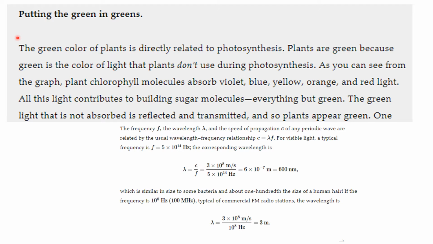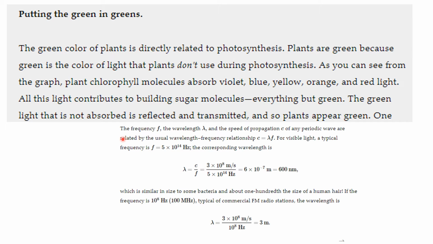One example of this is the color. I talked previously about why the sky is blue. This little piece could be why are plants green. The green color of plants is directly related to photosynthesis. Plants are green because green is the color of light that plants don't use during photosynthesis. As you can see from this graph, the plant molecules absorb all these other colors. This contributes to building sugar molecules, but they do this for everything but the green. The green is not absorbed and is reflected and transmitted. So the plants appear green.